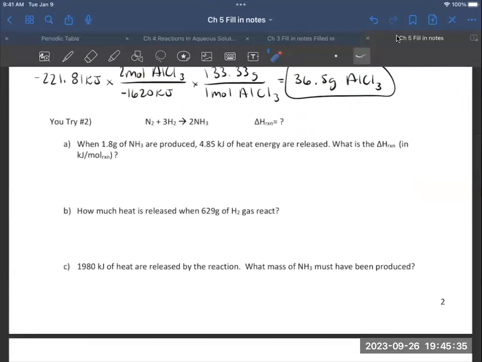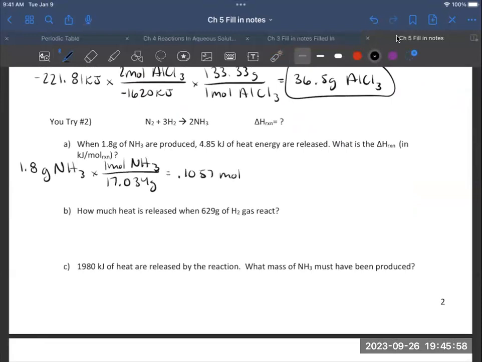Here come the answers. In this particular example, we're working with 1.8 grams of ammonia. One mole of ammonia has a molar mass of 17.034 grams. I'm going to use extra sig figs again because we're not at our final answer. And then again, we're going to use the heat. The heat is still being released, so it's going to be negative 4.85. If this ever says absorbed instead of released, it's going to be a positive number.